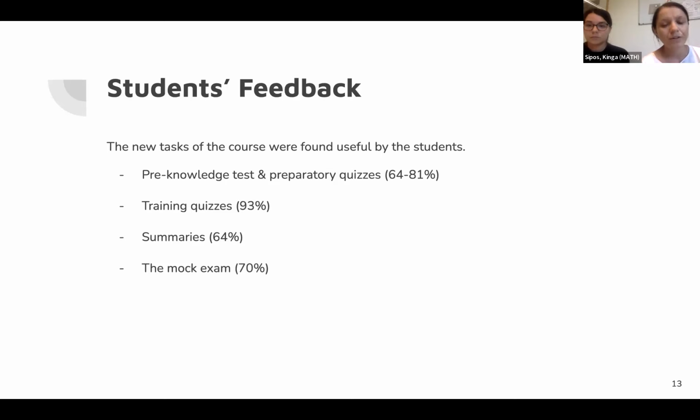And we learned that they find all these new components in general useful. Specifically, the pre-knowledge tests and the preparatory quizzes were evaluated as useful for assessing mathematical skills and knowledge, activating the existing knowledge and promoting reflection on the role of mathematics. And from 64 to 81% of students agreed or rather agreed with these statements. Then concerning training quizzes, students said that these enhance the level of understanding of the new content, and help to develop and practice the new skills.